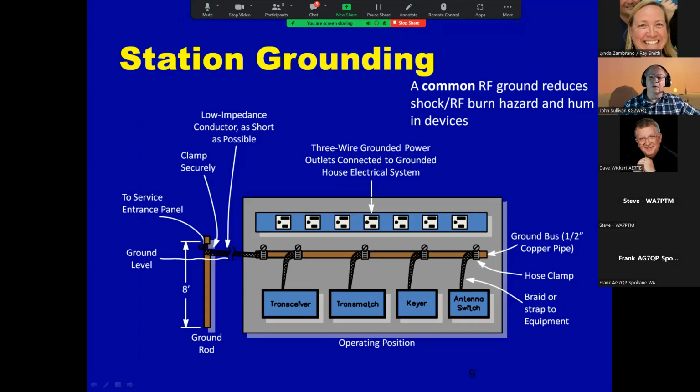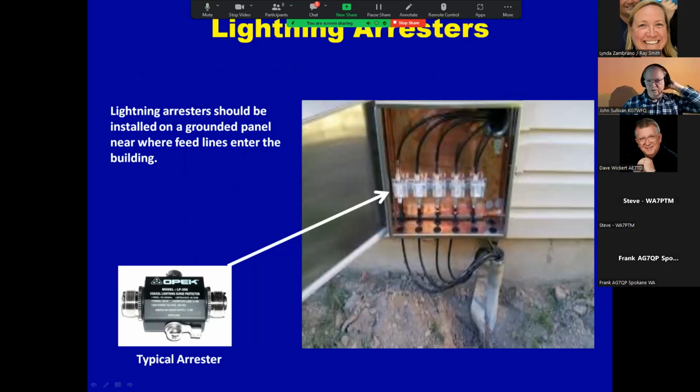So you want to keep these runs to a minimum. They should be short and straight and direct to ground, which reduces the possibility of RFI as well. So, lightning arresters. Here where I am in Western Washington, lightning is not a big concern like it is in a lot of parts of the country, but it is a concern.